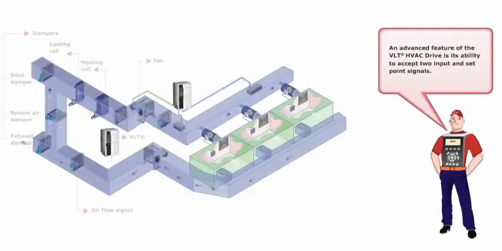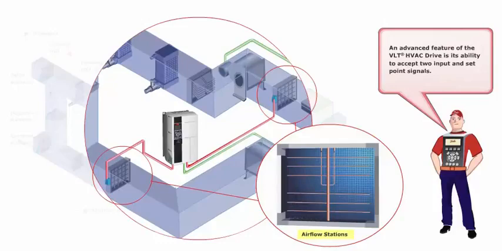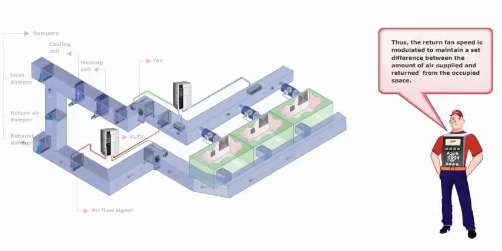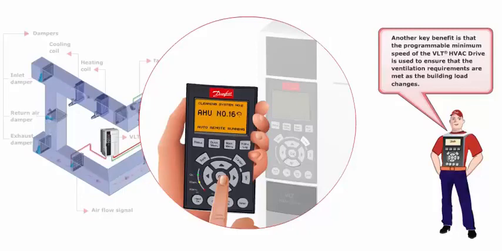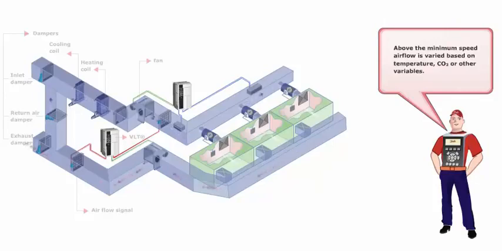An advanced feature of the VLT/HVAC drive is its ability to accept two input and set point signals. We use the two-input PID controller in the return air fan volume matching. Thus, the return fan speed is modulated to maintain a set difference between the amount of air supplied and returned from the occupied space. Another key benefit is that the programmable minimum speed of the VLT/HVAC drive is used to ensure that the ventilation requirements are met as the building load changes. Above the minimum speed, airflow is varied based on temperature, carbon dioxide, or other variables.